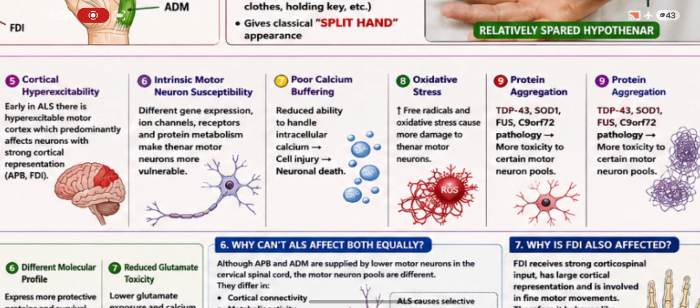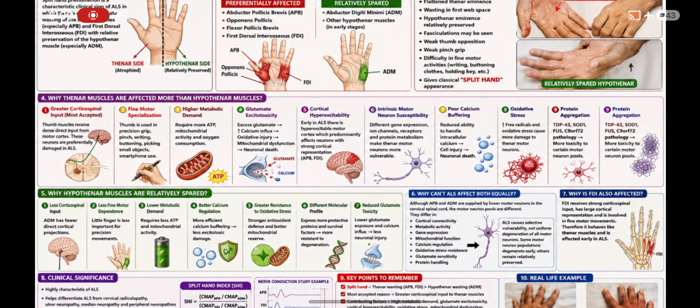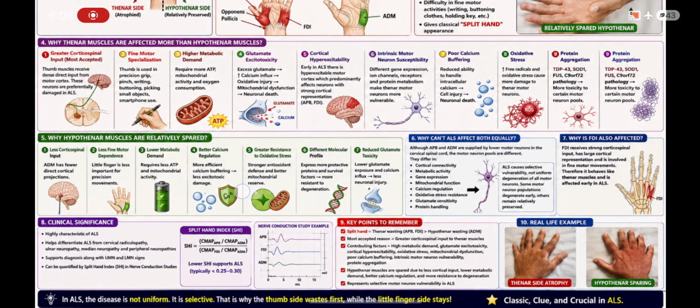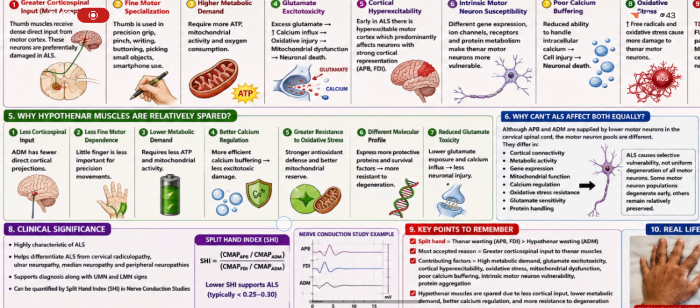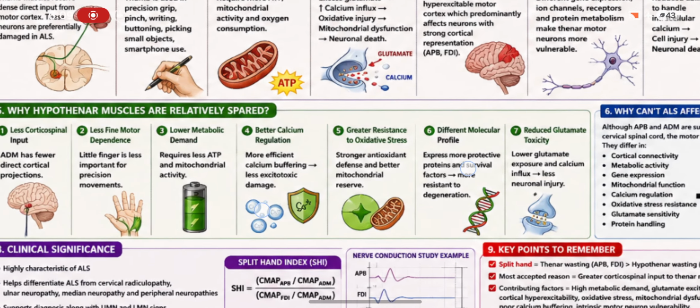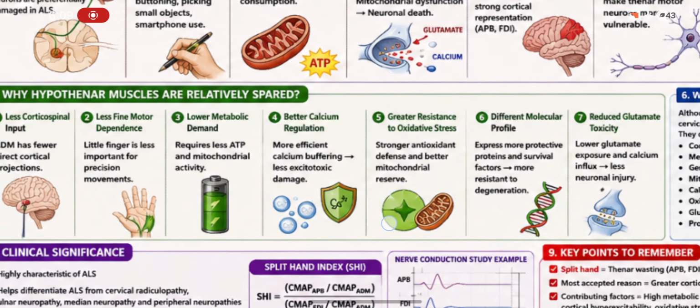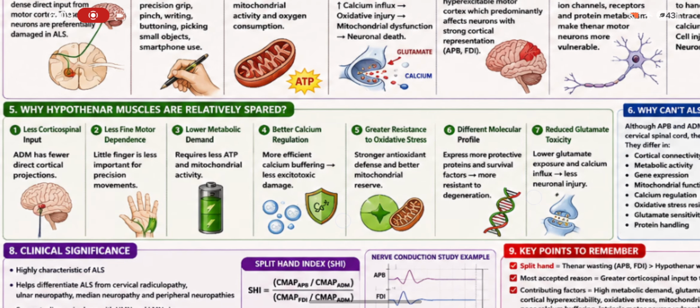Hypothenar motor neurons may also possess better calcium buffering capacity, allowing them to regulate intracellular calcium more effectively. This protects them from excitotoxic injury and delays neuronal degeneration. Similarly, they may have greater resistance to oxidative stress, stronger antioxidant defenses, and more efficient mitochondrial reserve, all of which contribute to their relative preservation. Furthermore, the motor neurons supplying the hypothenar muscles may express different protective proteins and survival promoting factors, making them intrinsically more resistant to ALS pathology. They may also experience less glutamate-mediated excitotoxicity, reducing calcium influx and limiting neuronal injury.